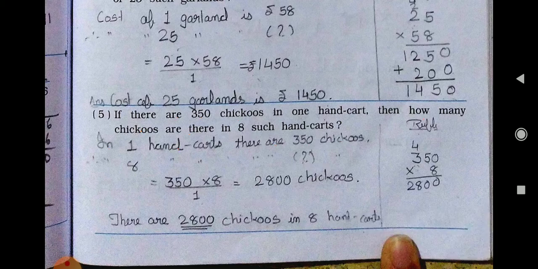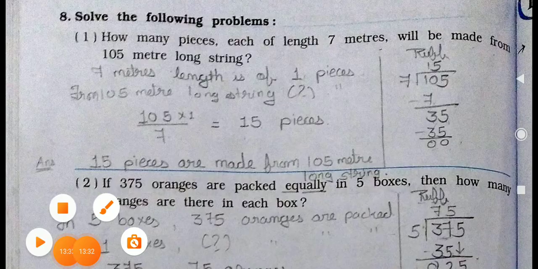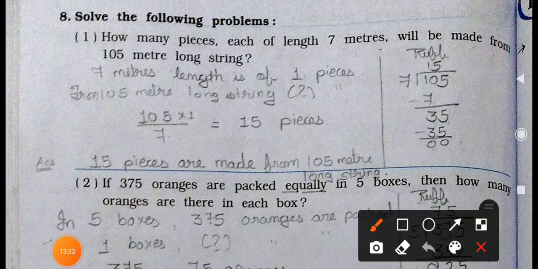Answer is like this. Now turn your page. Question number 8. Solve the following problems. First, how many pieces of 7 meter length will be made from 105 meter long string? 7 meter pieces from a 105 meter long string is equal to how many pieces? So 105 divide with 7.